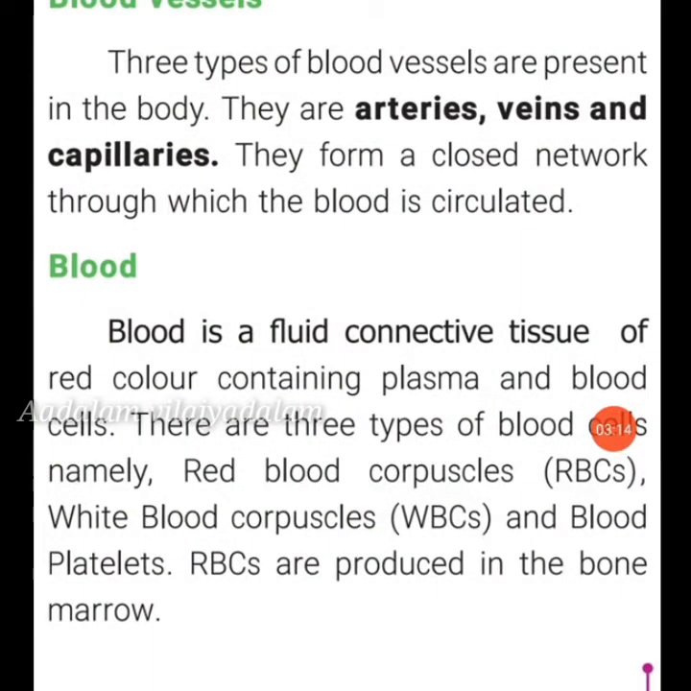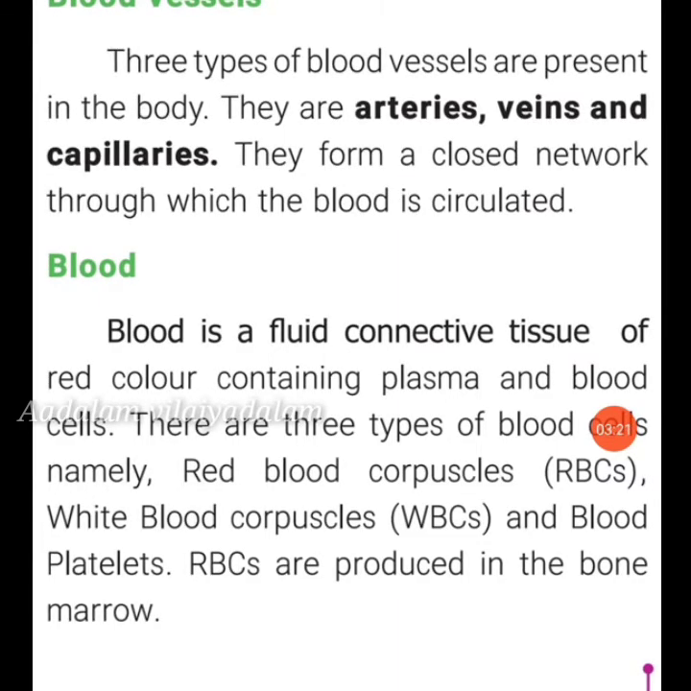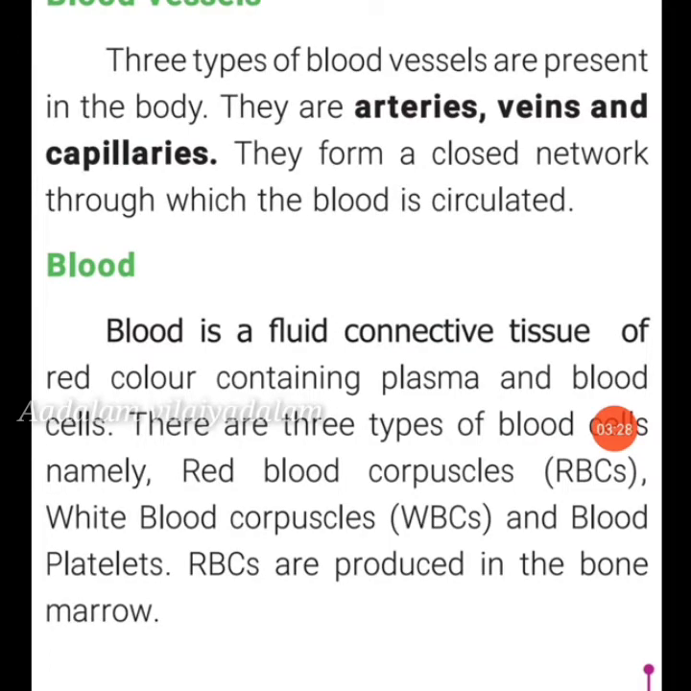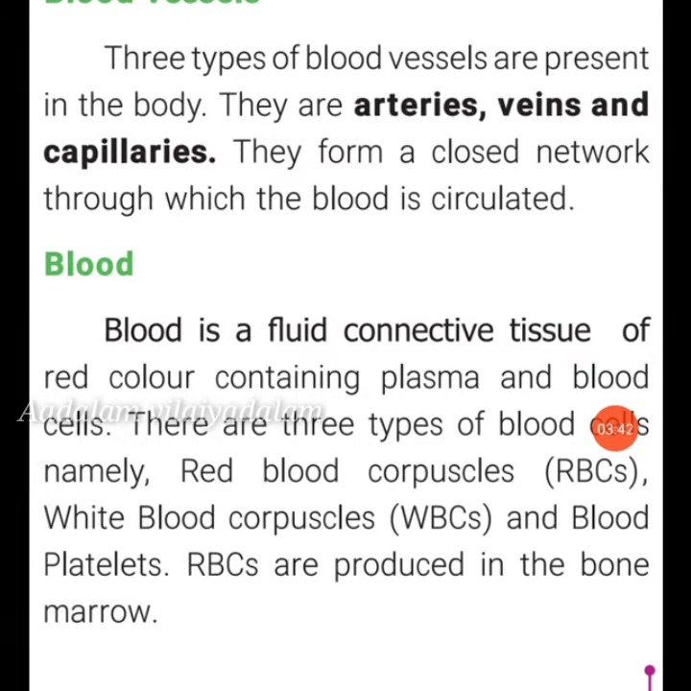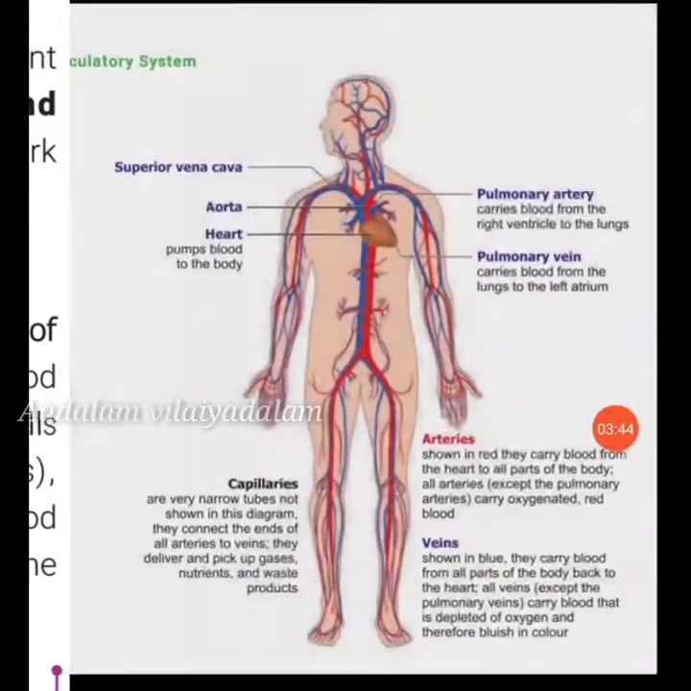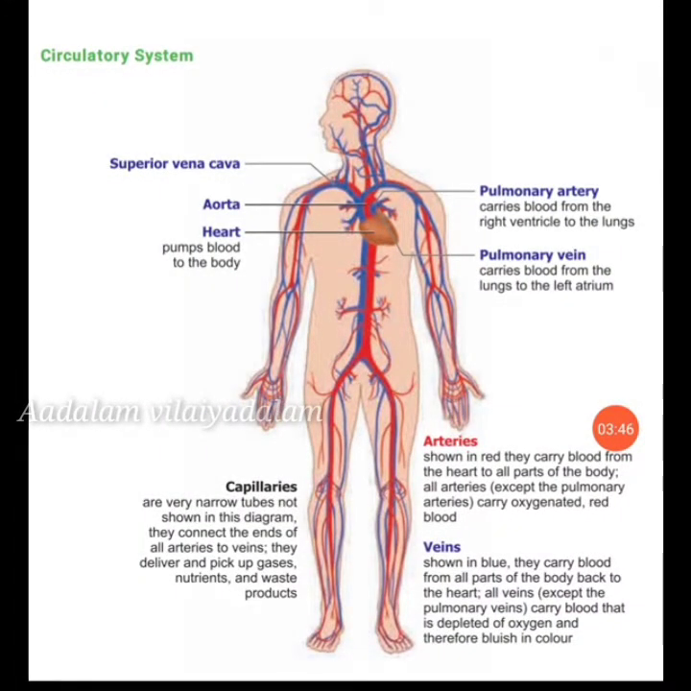Next, blood vessels. Three types of blood vessels are present in the body: arteries, veins and capillaries. They form a closed network through which the blood is circulated. Blood has three types of blood cells, namely red blood cells RBC, white blood cells WBC and blood platelets. RBC are produced in the bone marrow. So this is the circulatory system.